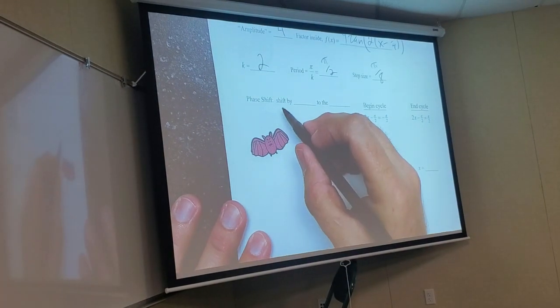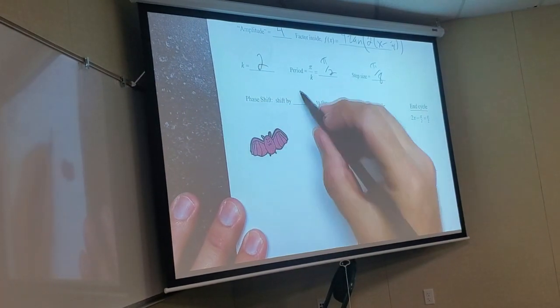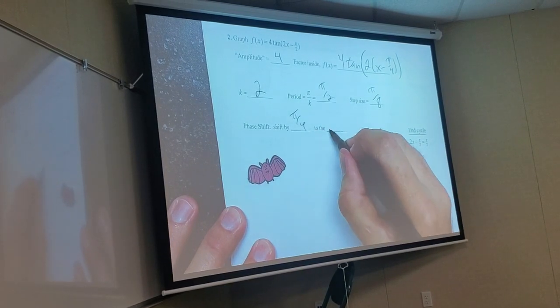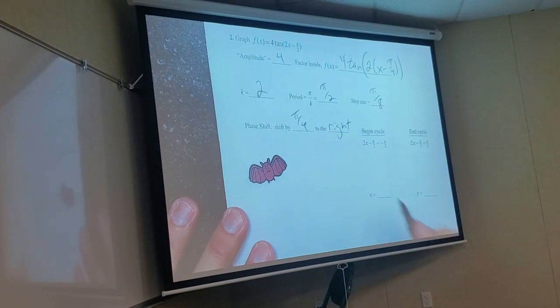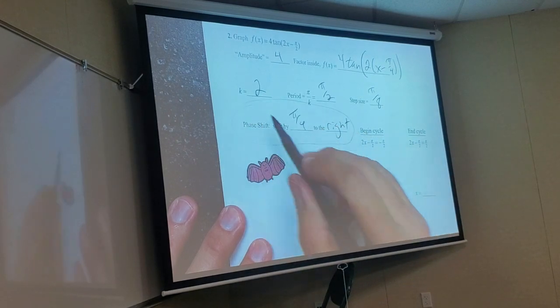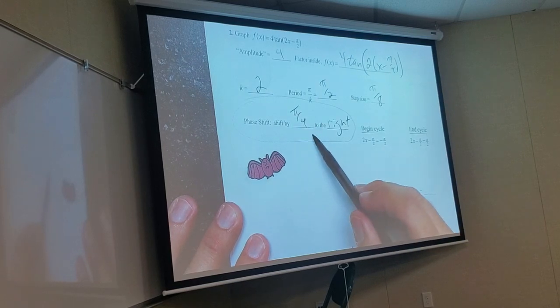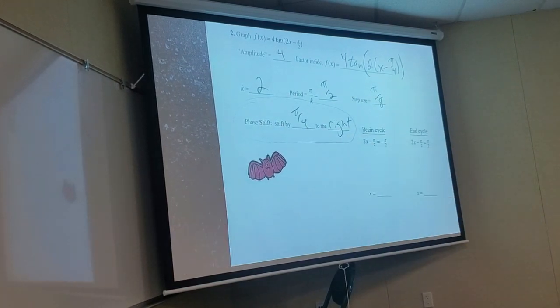Phase shift. Pi over 4 to the right. Now, the funny thing about the way that I do this, we actually never really directly apply this. But I'll show you, almost everything we do is sort of like a check and balance on the other stuff.